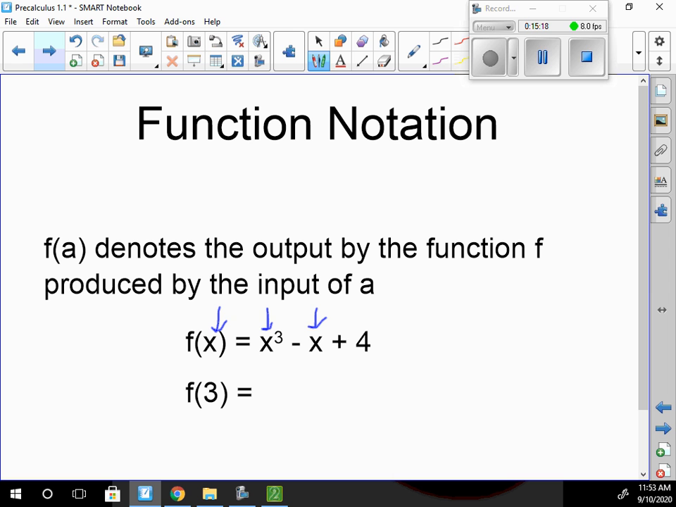What if I change that x here to a 3? Now it says the function of 3. It means that everywhere I have an x in the rest of the function, I change that to a 3. 3 to the third minus 3 plus 4. This is a function of 3. 3 to the third is 27. 27 minus 3 is 24. And 24 plus 4 is 28.